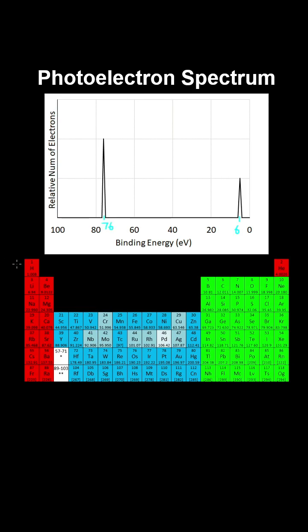So following the periodic table, we start at energy level 1 and move to the right and down. So the first peak represents the 1s subshell, and the second peak represents the 2s subshell.